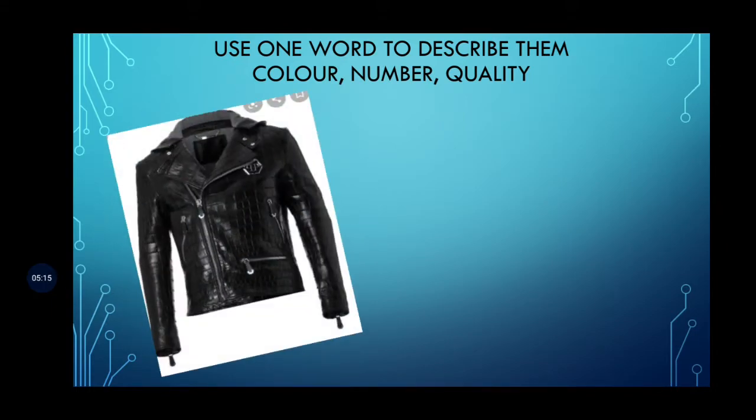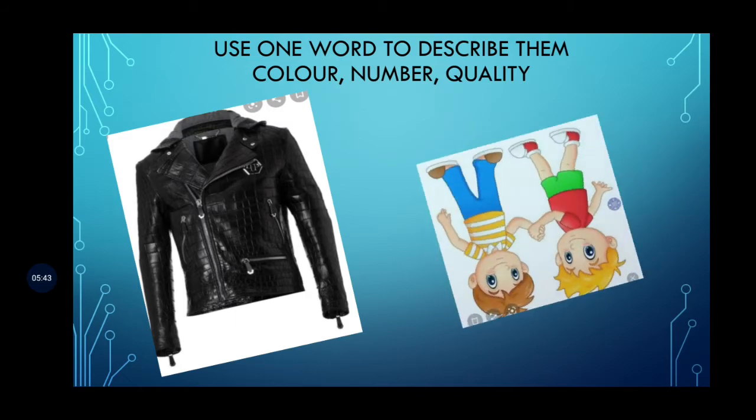You can see this is a jacket. It has a black color, so we can say it's a black jacket. There is only one jacket, so we will say this is one jacket. We are using the number and color to describe the jacket. Jacket is a noun, okay? And any word that describes a noun is an adjective. So one jacket, one is an adjective. Black jacket, black is an adjective.